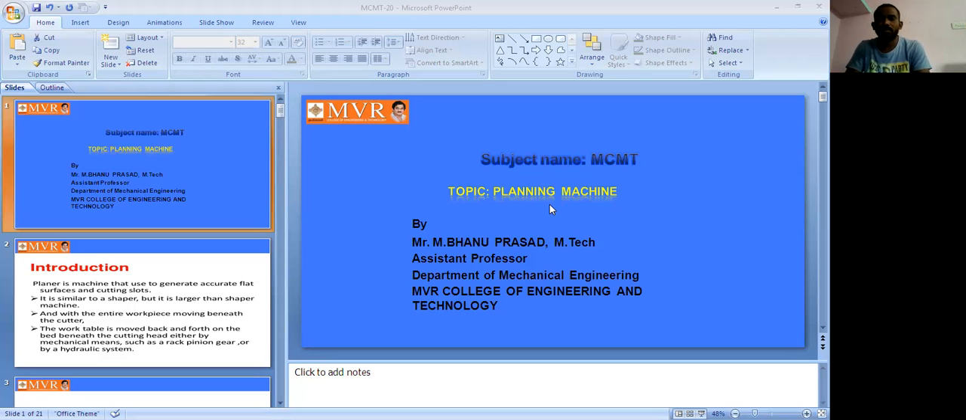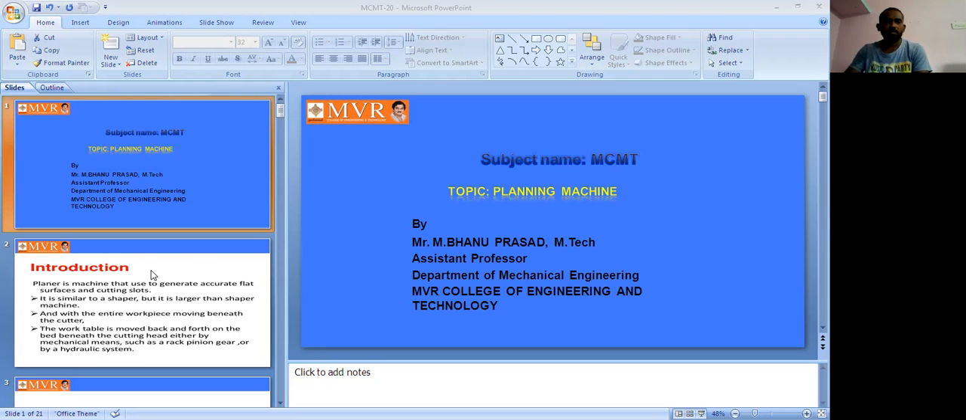In our previous lecture we discussed what a slotting machine is, its working principle, the mechanism used in the slotting machine, its advantages and disadvantages, the tools used, and its applications. Coming to today's class, we will discuss the planing machine.